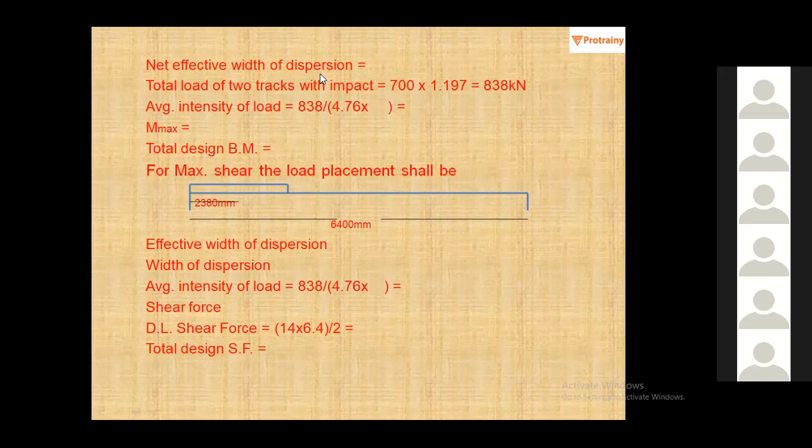24.11, sir. 24.1 kilonewton per meter square. So the intensity is slightly less. 24.26. Okay. How much? 24.26. Yes, sir. Okay, no issues. So it's 24.1 kilonewton per meter square. Now you have the average intensity.